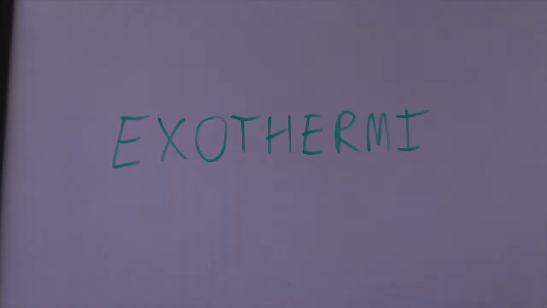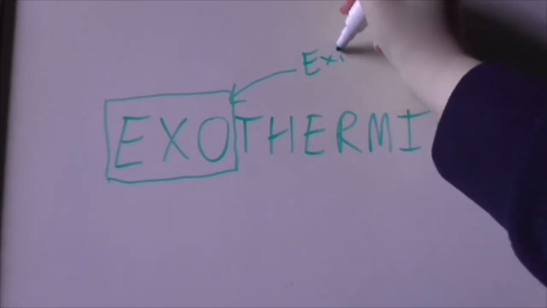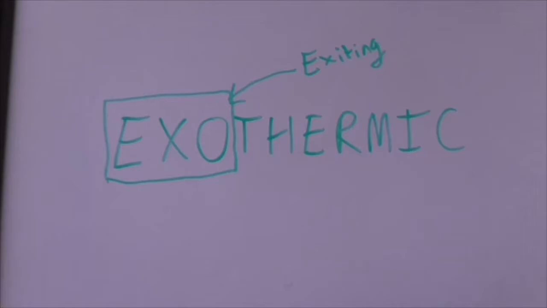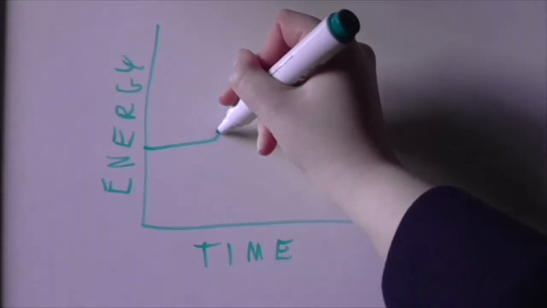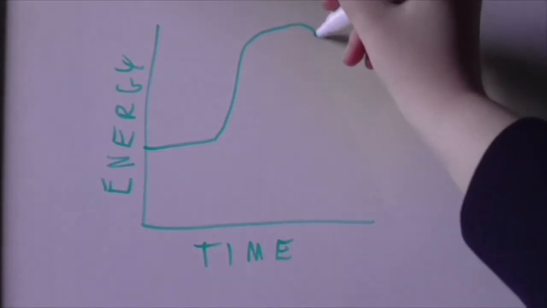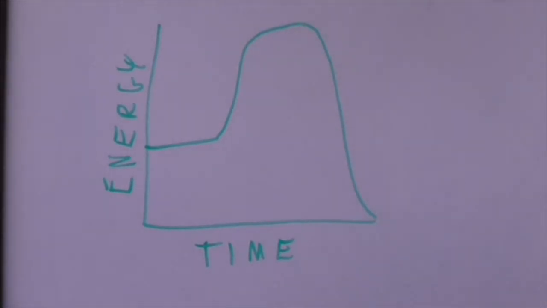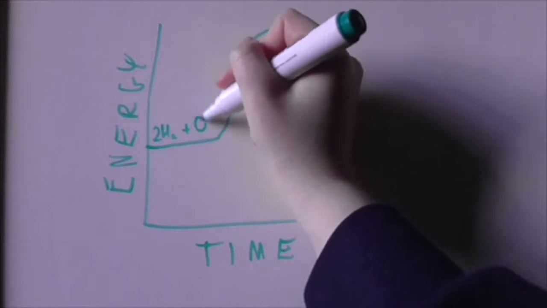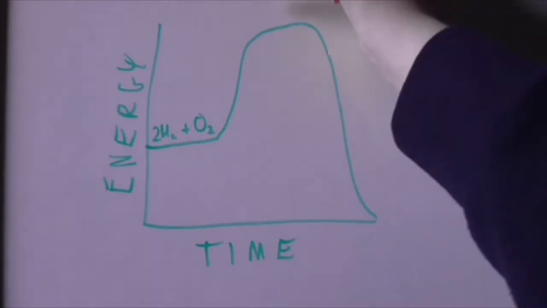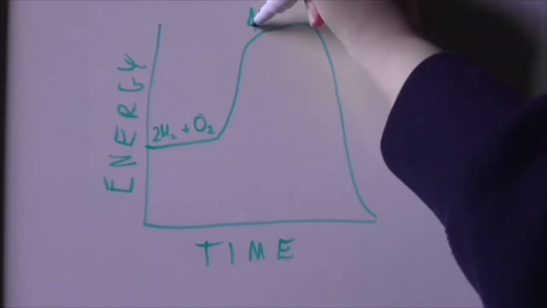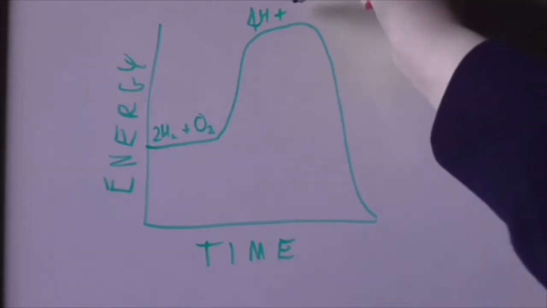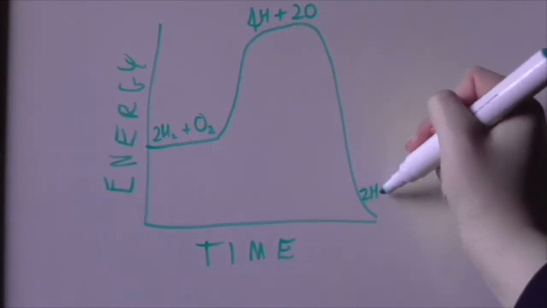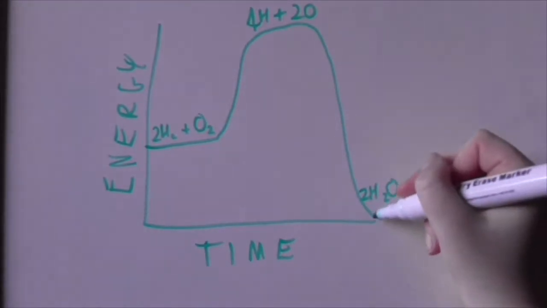You also have to know that the reaction is exothermic, which means that energy is being given out, which you can probably remember by the fact that it's exo, which means exiting, maybe. You also have to know about the energy diagram, which is basically just describing a trend. This is the shape for the reaction between hydrogen and oxygen to form water. It starts off in the middle at 2H2 plus O2, it then rises to 4H plus 2O, and then falls again once the 2H2O has been formed.